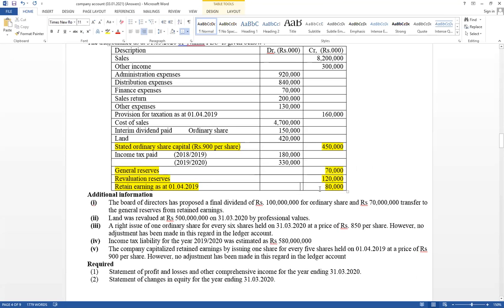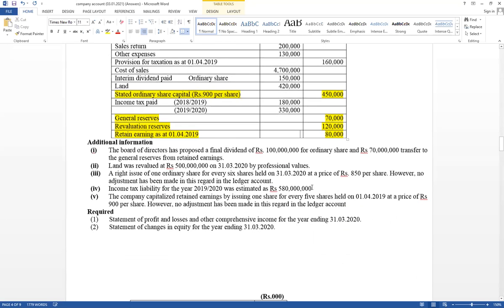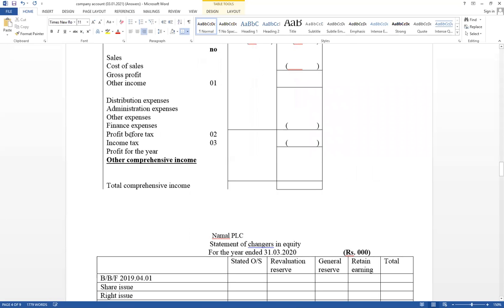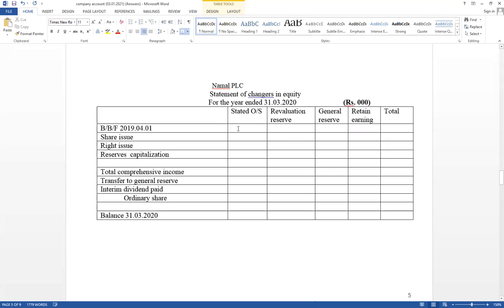Statement of change in equity. Take those balances as a balance brought forward. Ordinary shares 450,000. Revaluation reserves equal 120,000. General reserves 70,000. Retained earning is given 80,000. The opening balance should be included. Then the additional information should be done.